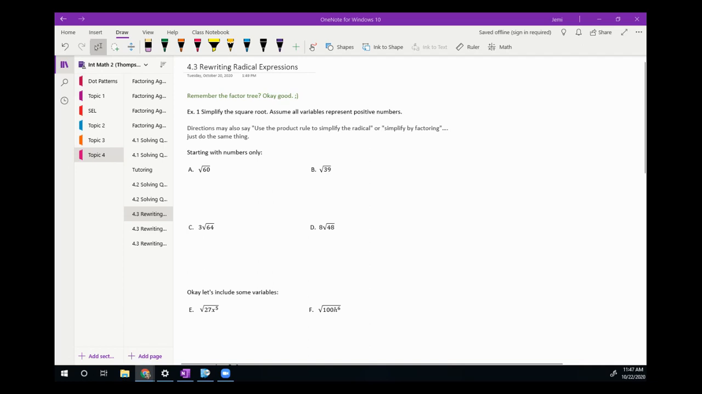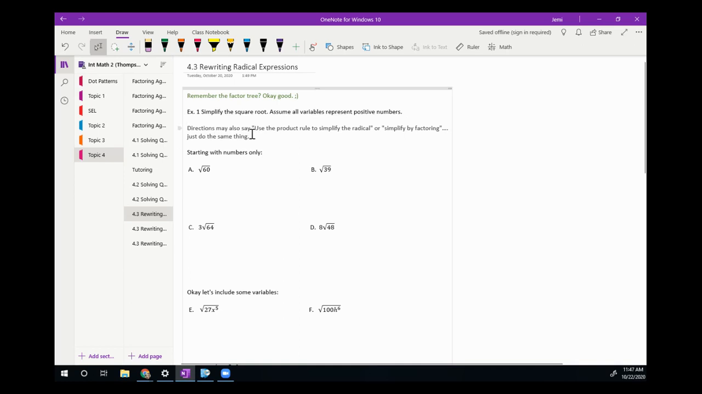So the directions for example 1 are simplify the square root, assume all variables represent positive numbers. For this idea right here that all variables represent positive numbers, this idea is going to come into play in future mathematics classes. When you get to Math 3 into pre-calculus, this will no longer be a condition, and you'll have some more discussions about what happens when I have a negative variable underneath a radical. Okay. For now, they're trying to simplify things a little bit. So we're just going to assume that all of the variables are positive, and that kind of takes out some of the conditions that we would need to account for.